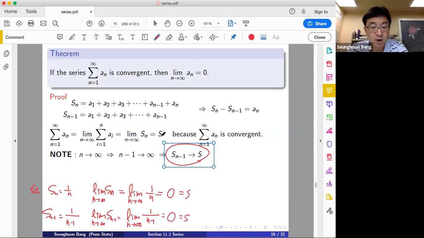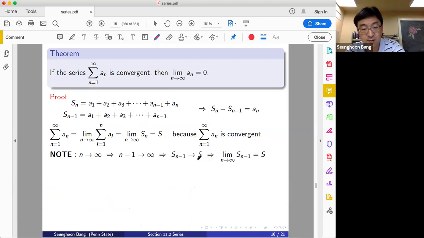Right? The limit of S_n is going to S. S_{n-1} is also going to S. It doesn't matter. So, like this, we always have it. Same things. It's like a key.